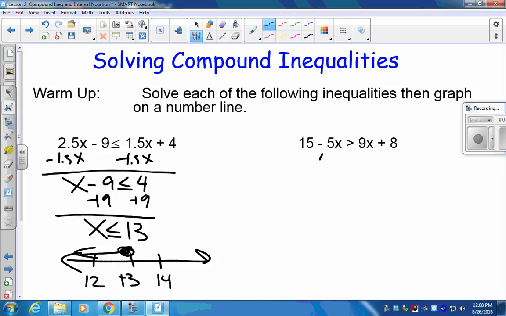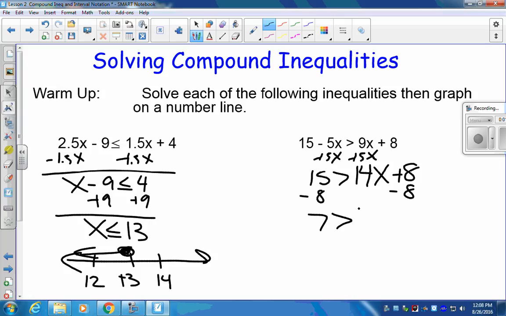Over here, we're going to add 5x. Doesn't matter which way you move things. Just be careful at the end if your variable's on the right side, which ours will end up being. You also could have added 9x, subtracted 9x from both sides. So I get 7 is less than 14x. Divide by 14. Now this is 7 divided by 14, not 14 divided by 7. So I've got 1/2 is greater than x.